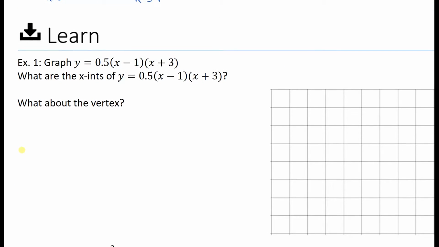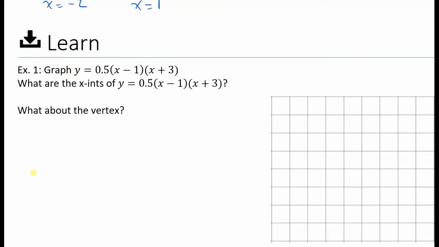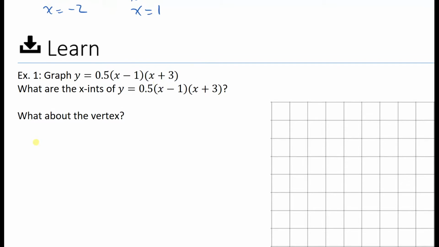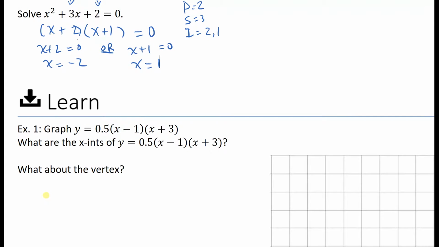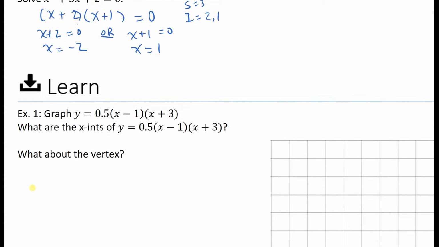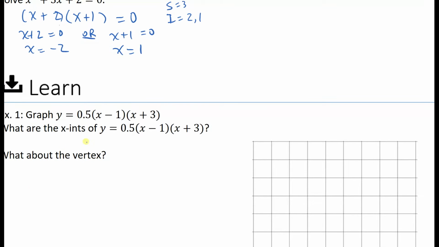So how does that relate to the graph? If we have this equation in factored form, we should be able to find the x-intercepts. The x-intercepts are when we set y equal to 0. We saw in our last equation we set y equal to 0 and we solve for x. Those are our x-intercepts. This is already factored for us, so it's pretty easy to find the x-intercepts. We would set y equal to 0, and our x-intercepts are 1 and negative 3.